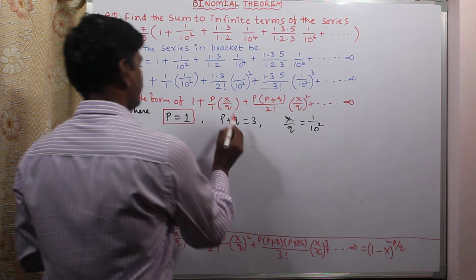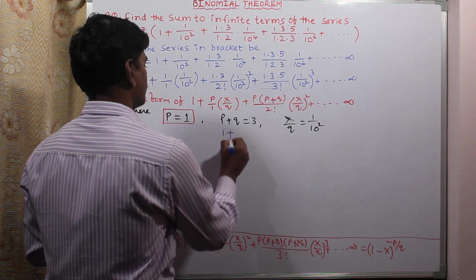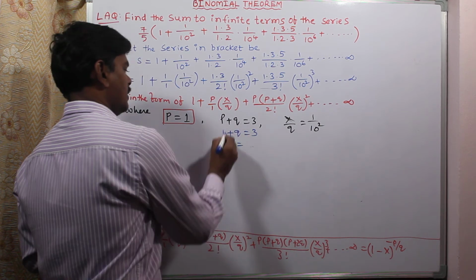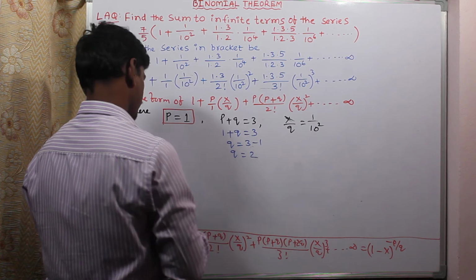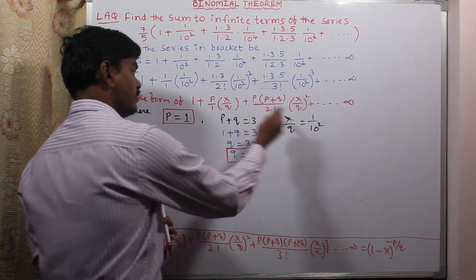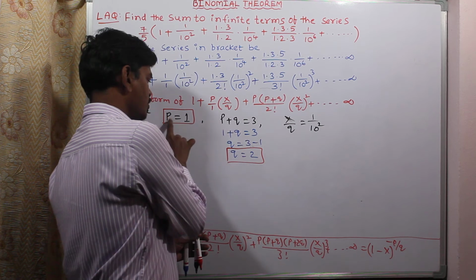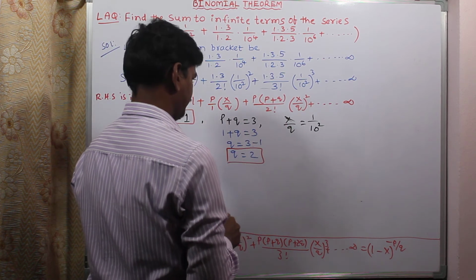Now we got the p value. By using the p value we can find q, by substituting p here. 1 plus q is equals to 3. So q is equals to 3 minus 1, so q value is 2. So I got the q value. Now by substituting the q value here, we can find x. This is a chain link process. By substituting the p value we found q, by substituting the q value we can find x.